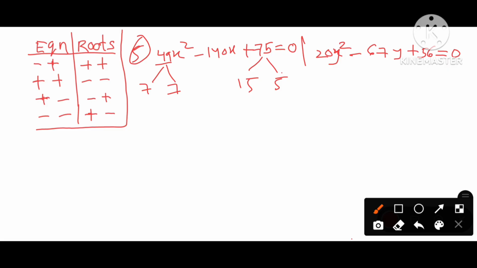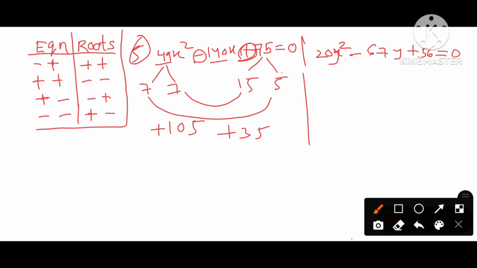We need two factors whose sum is 140. Let's multiply these two: 7 times 15, which will be 105. Always take the bigger root first, and 7 times 5 is 35, the smaller root in the second one. Minus and plus means both the roots are positive, so we have taken the roots with positive.